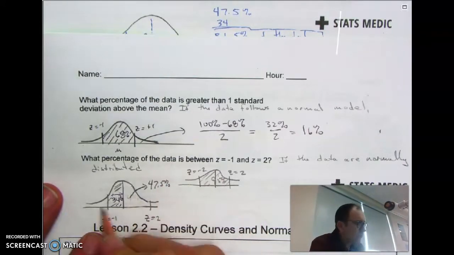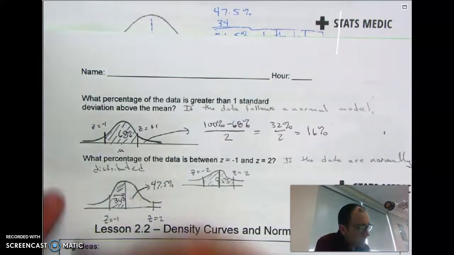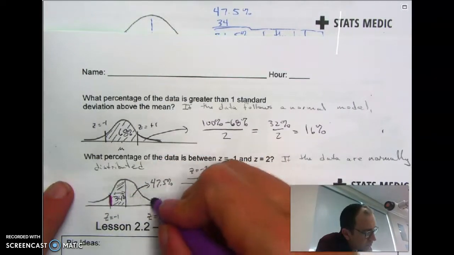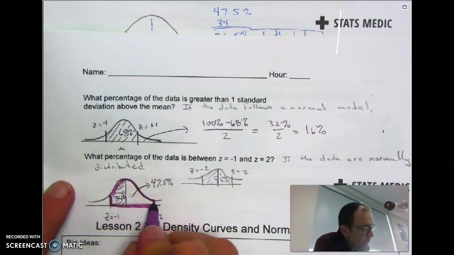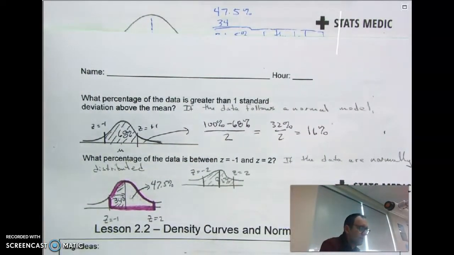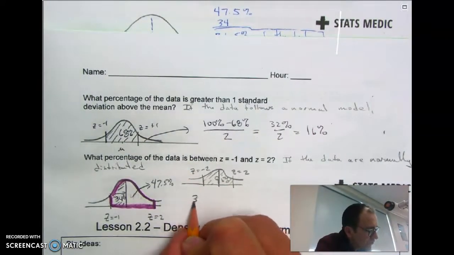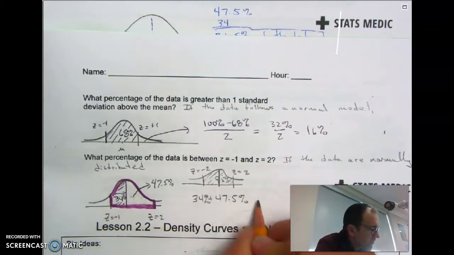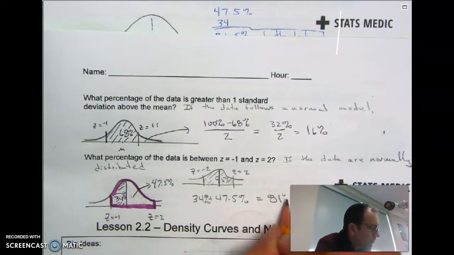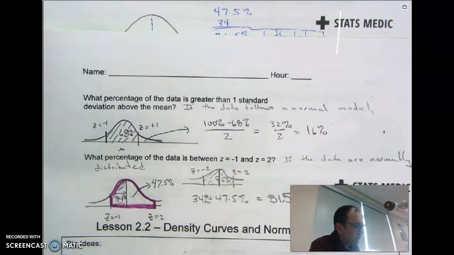Now, if we add those two together, then that'll give us the total area, the area that we want, which goes from a z-score of -1 to a z-score of +2. So that total area will be the sum of the 34 and the 47.5, which I think will be 81.5. So 34 plus 47.5% will give us 81.5% of the scores will be between -1 and +2 for z-scores.